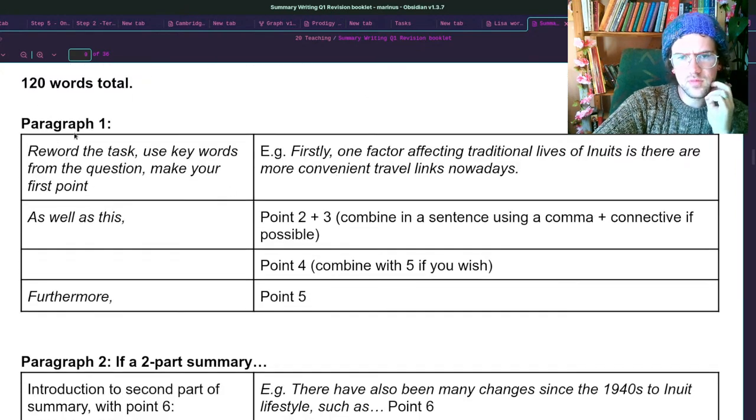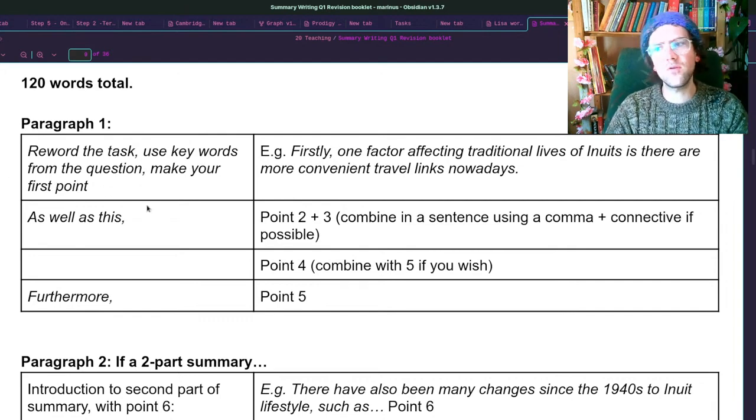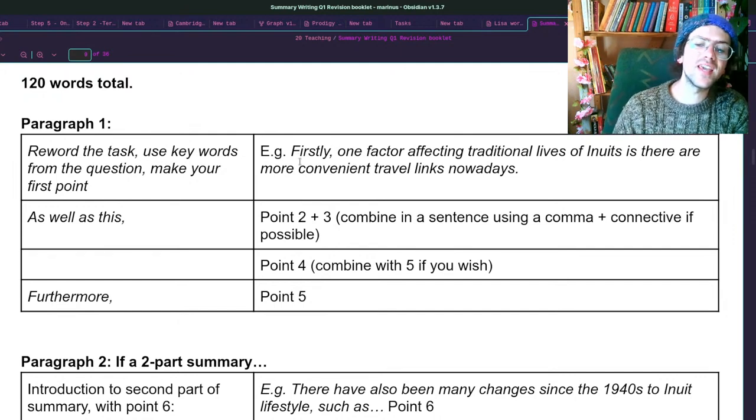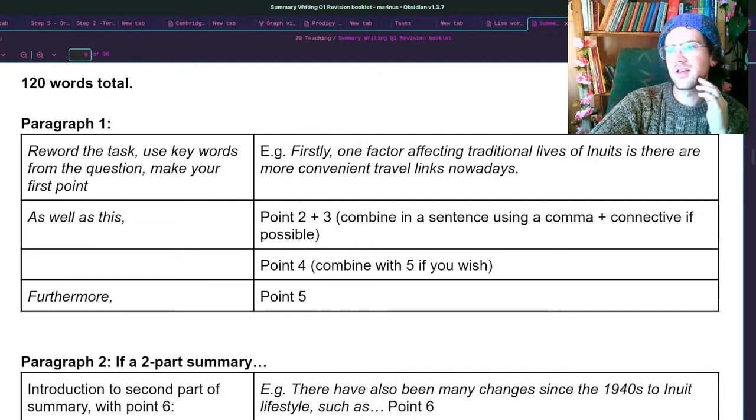Okay? So paragraph 1, you're going to reword the task. So you're going to use the keywords from the question to make your first point. So you're making a point, and everything you're getting from the text is basically proving your point. Okay? And so your first point is going to be in the text. Then point 2, 3, 4, and 5 are all going to be in the text. So, firstly, one factor affecting traditional lives of Inuit is there are more convenient travel links nowadays.